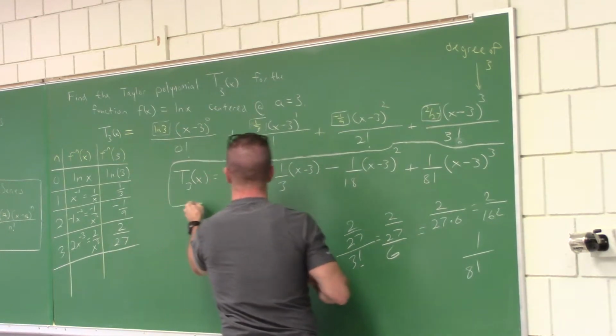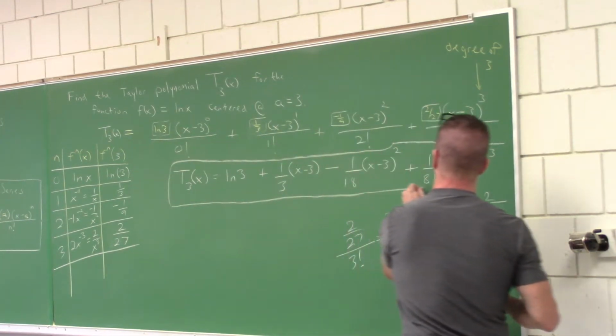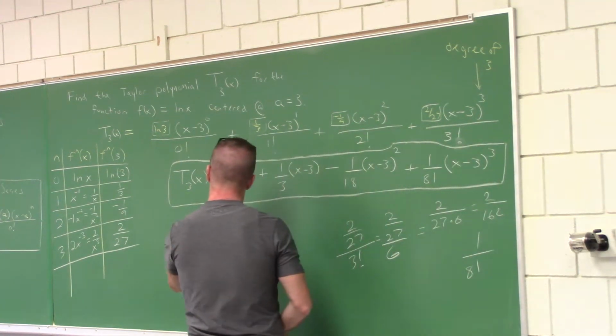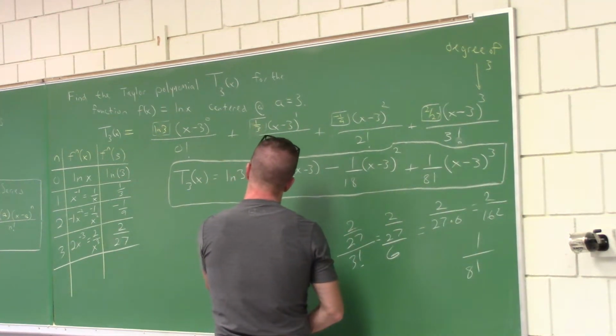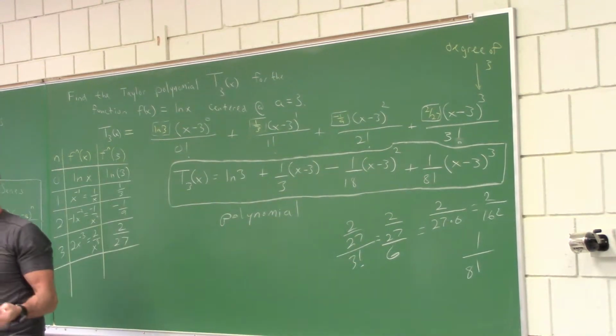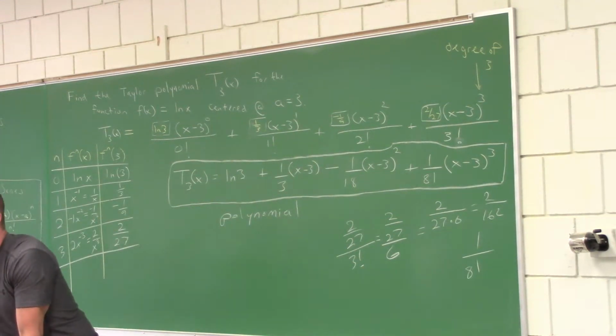That's the Taylor polynomial, third degree. But you'll notice it's a polynomial. One of the main reasons behind this section, why they do this now, is so that with the series, sometimes we get lost with the fact that these are polynomials. That's why we do this.